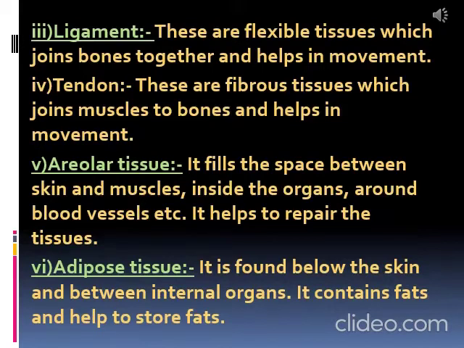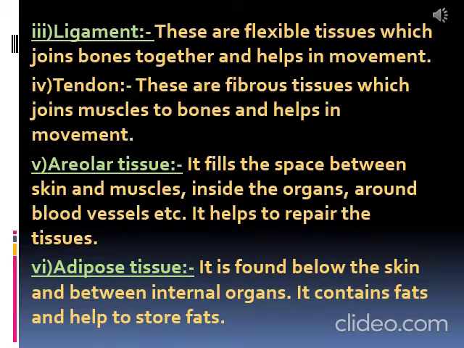Third connective tissue is ligament. These are flexible tissues which join bones together and help in the movement, which means they join bones to bones. So we call them ligaments. Ligaments help in the joining of bones to bones so that we can move from one place to another. So that ligament is having connective tissue in it.